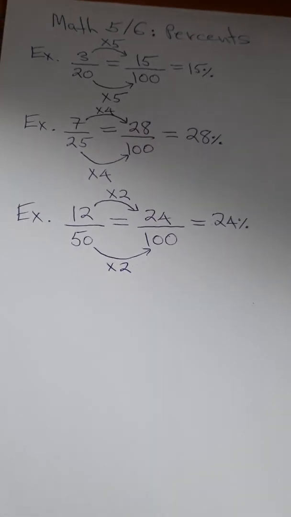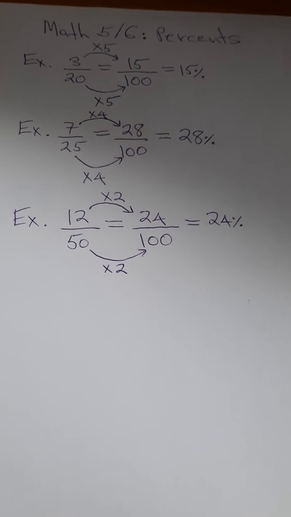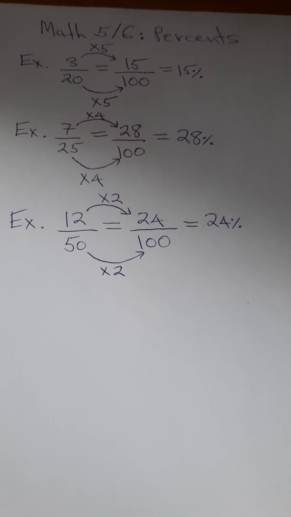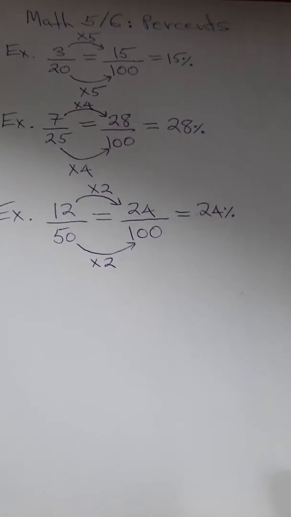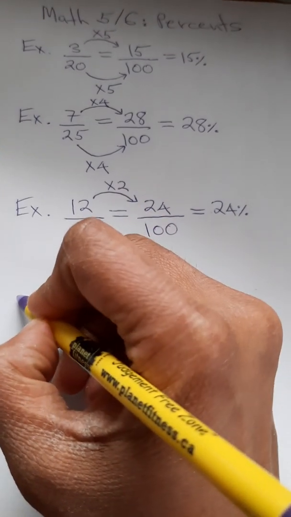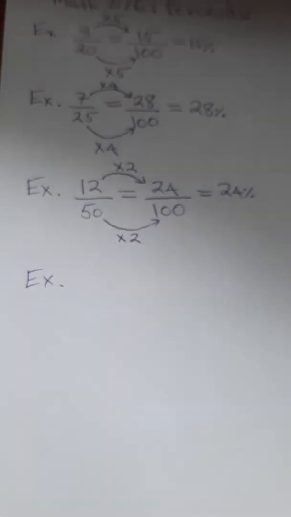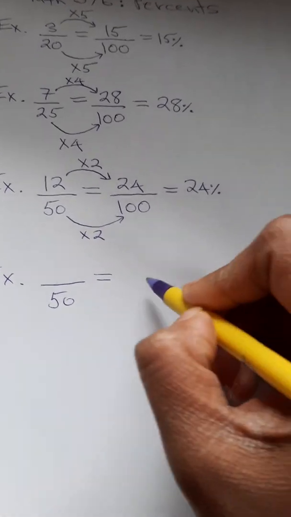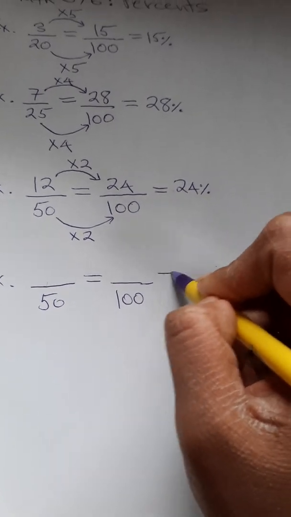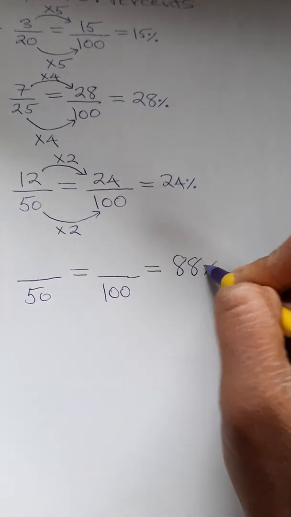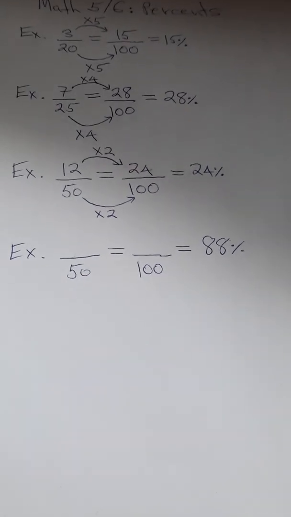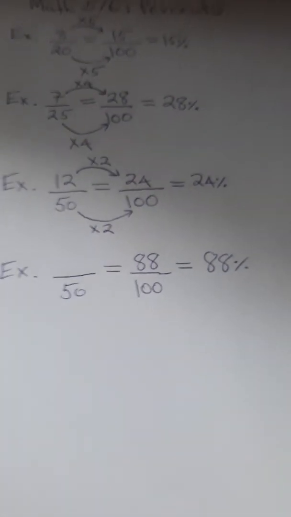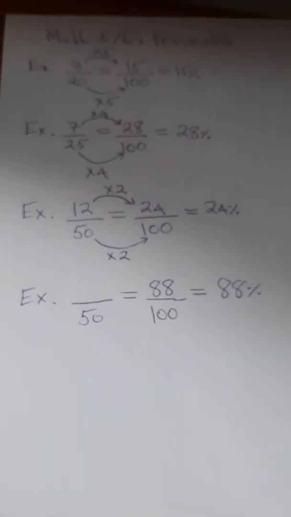Just like this. Those are the main combinations of the questions that you will see here. Let's try a question where we're kind of going backwards. Let's try it here on the bottom. It does give you some blanks. So I have 50 on the bottom, I have 100, and this is equal to 88%. We want to make sure that we're not getting confused here. 88% is just 88 over 100.